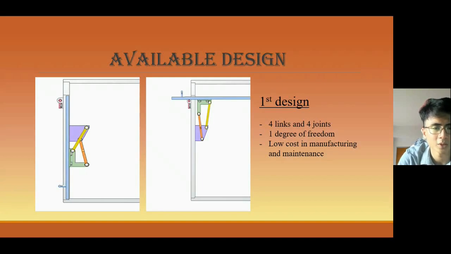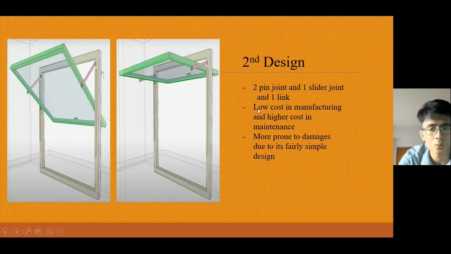Let's move on to the next point, which is the available design in the market. So there are 3 available designs. The first one has 4 links and 4 joints, and it has a total of 1 degree of freedom. This design has low cost in manufacturing and maintenance. Second design, as shown here in the diagram, has 2 pin joints, 1 slide joint, and also 1 link. This design is low cost in manufacturing and a higher cost in maintenance. It is also more prone to damages due to its fairly simple design.